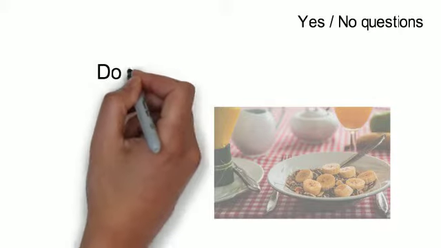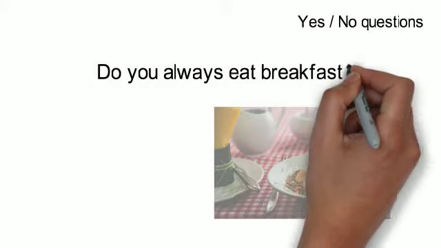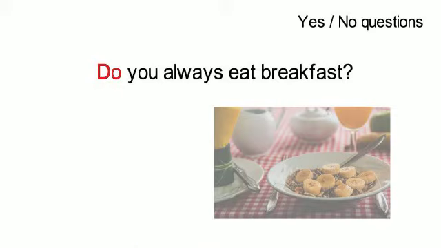How do we make these two types of questions? Let's look at the following yes or no questions. Do you always eat breakfast? The first word is do for the pronoun you. The second word you is the subject of the question. In this question, you could be replaced with a regular noun or a proper noun. Remember though, the subject must agree with the verb.